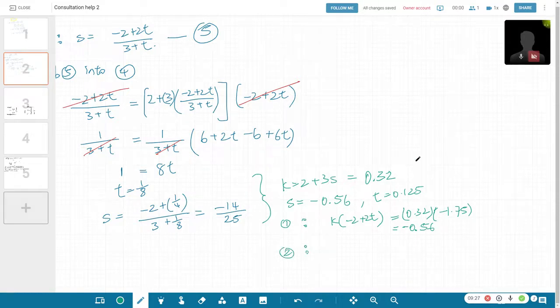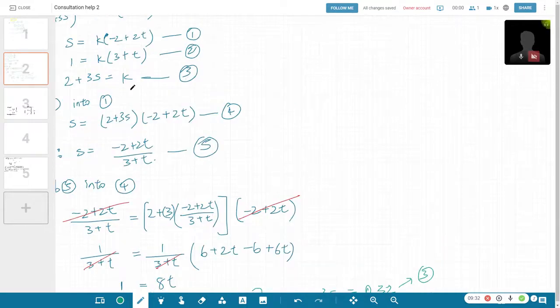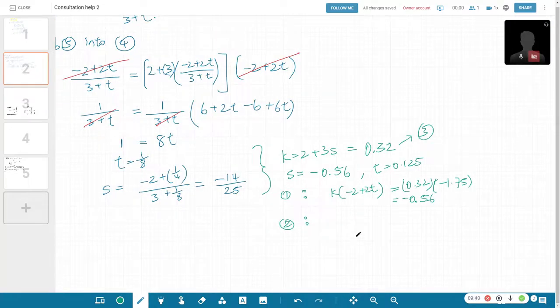Okay, so number 2. This one is from 3. So you can see that I'm checking each of the equations. We don't want to waste our effort in the exams. All this you can do pretty quickly with the GC. So K times 3 plus T, it must get 1. So K equals to 0.32, 3 plus T is 3.125. So 3.125 multiplied by 0.32. I hope I get 1. Yes, I get 1. So for equations 1, 2, and 3, everything is correct and in order now.